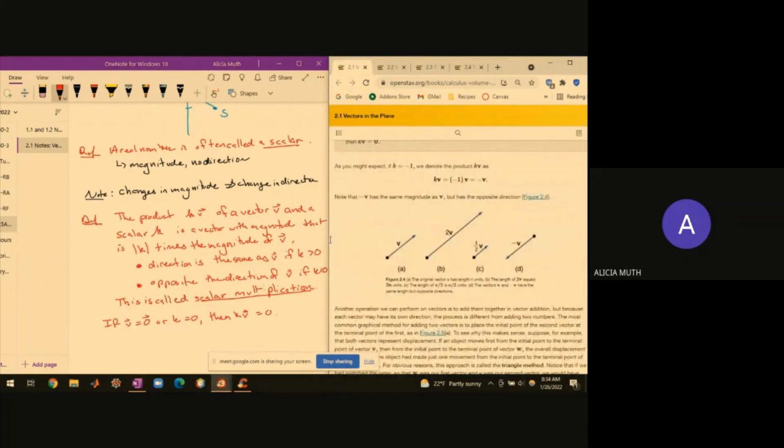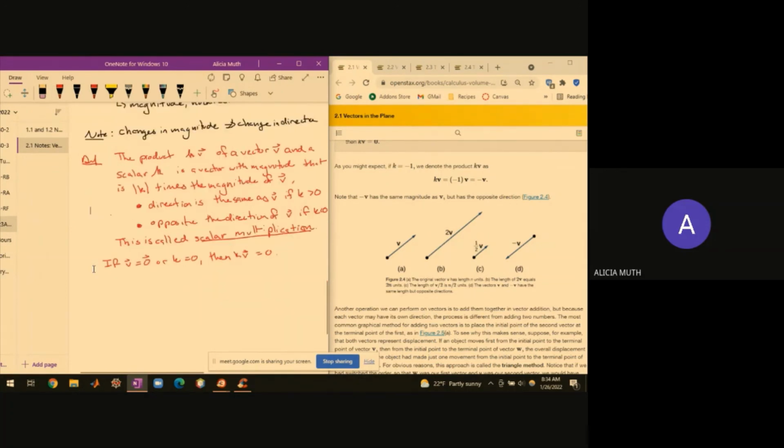So if k is -1, then what that means is that when we compute this product kv, we're taking the number -1 and multiplying it by our vector, which gives us the negative vector. So the negative vector is going to have the same magnitude, but the opposite direction. And we see that here in those notes on the right.